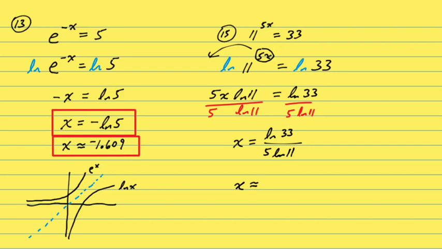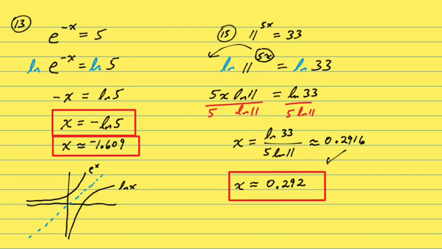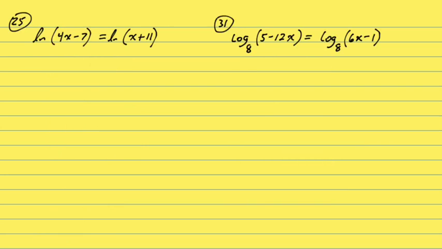When you punch that into your calculator, hopefully we would get about 0.292. Let me verify with my calculator. Yes, it comes out to about 0.2916, which rounded to 3 decimal places gives me this. I like the exact answer up top, but if you want to divide and actually punch it in your calculator to get the decimal, that's also a good skill.